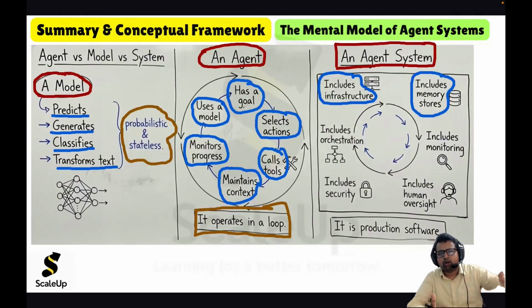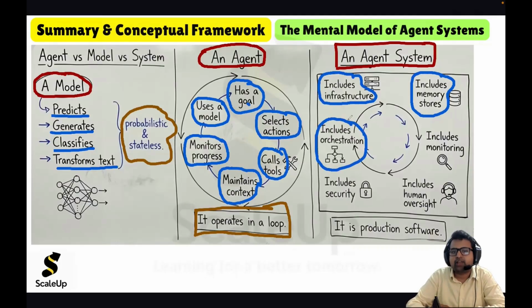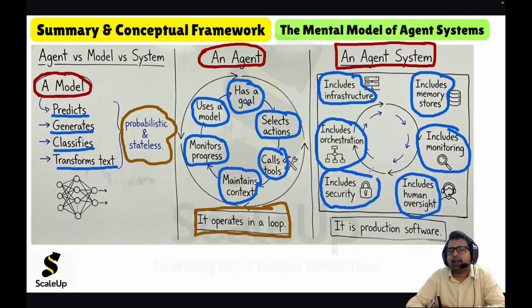We can have multiple models. We can have multiple agents. Along with that, we will be having infrastructure, memory stores, orchestration. Agent system will be having orchestration. It will be having monitoring. It will be having human oversight. It will also include security. And that is what we will be doing.